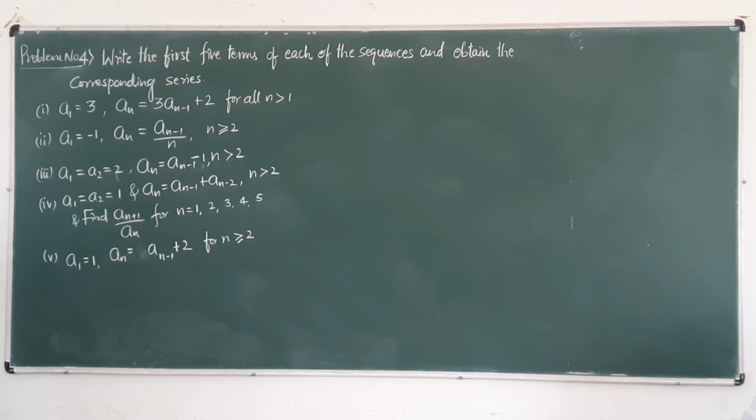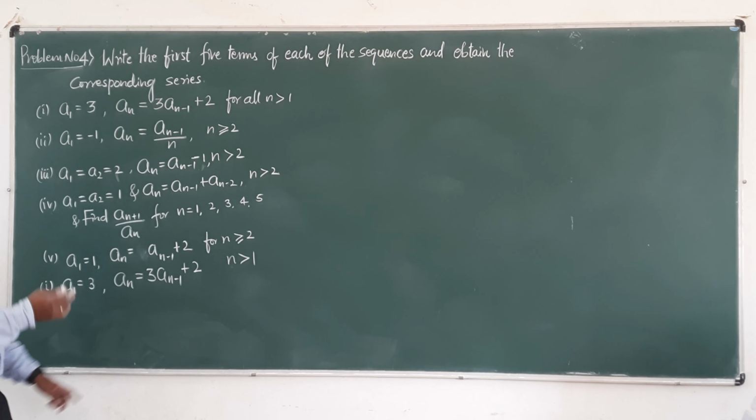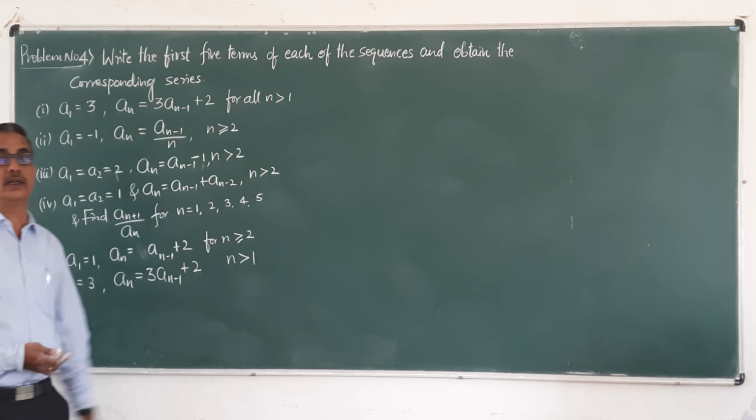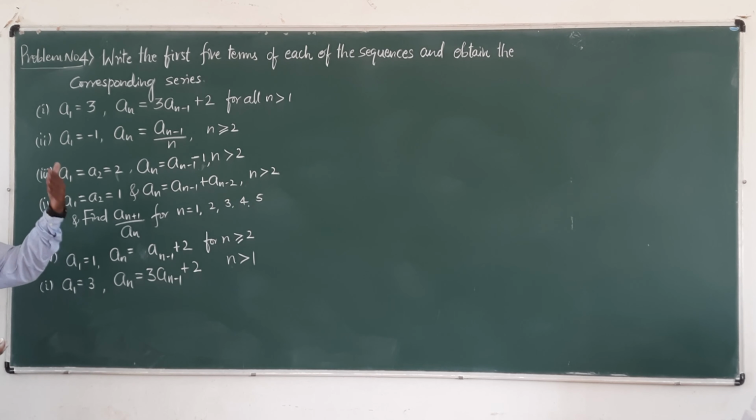a1 is equal to 3. First term is given and nth term is given. an is equal to 3 times an minus 1 plus 2. Condition, take the number n which is more than 1, not less than 1, more than 1. Totally to find 5 terms. First term is given, to find remaining 4 terms. Now where n is more than 1, what number should we give? What number comes that is greater than 1? 2, 3, 4, 5 like that.